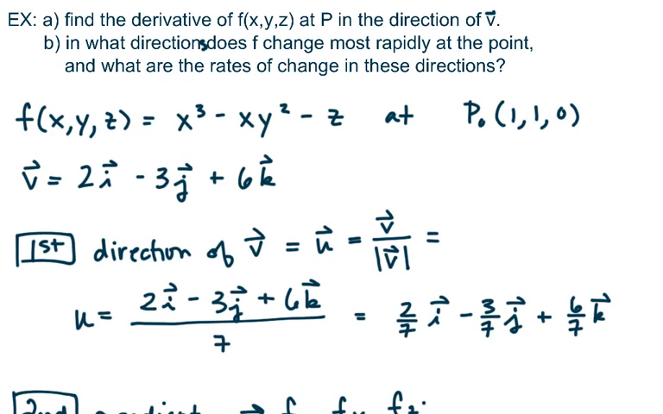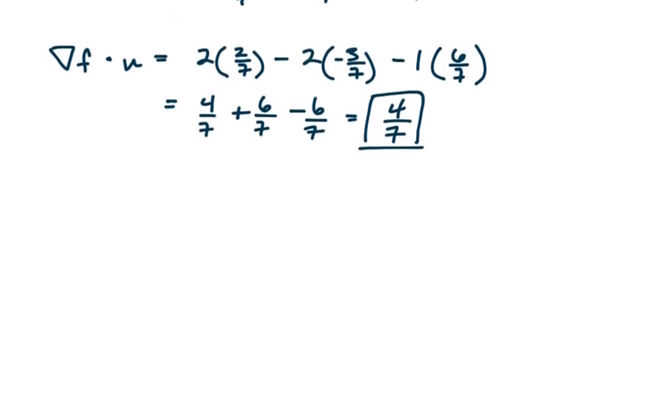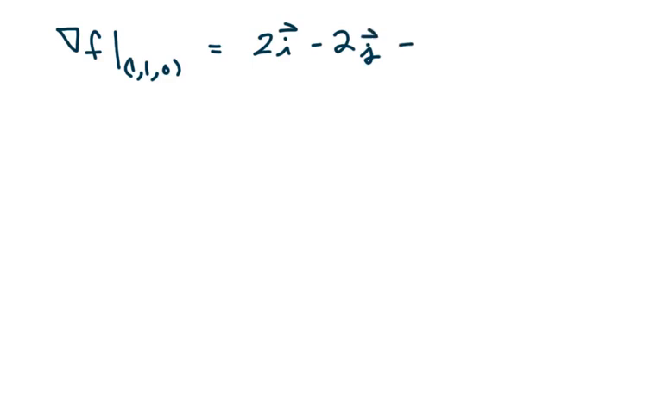So there can be more than one. And then what are the rates of change in these two directions? And so that was kind of leading because I said the two directions. But in order to do this problem, I'm actually going to go to the next page. We need the gradient of f at that point, (1, 1, 0). And we already calculated that. That was 2i minus 2j minus k.